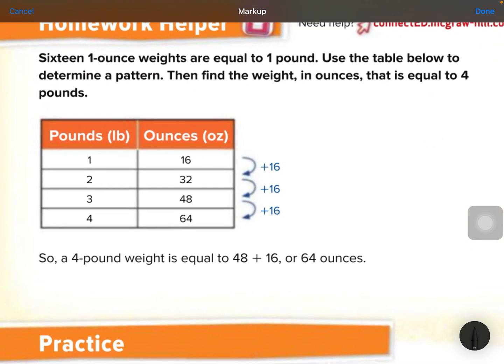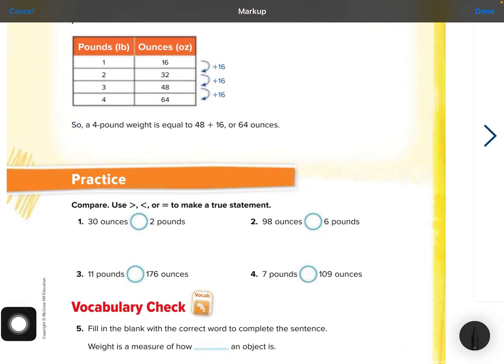Again, here is our little answer key that we can use to help make our homework easier. 1 pound is 16 ounces, 2 pounds is 32, 3 pounds is 48, 4 pounds is 64. And if we needed to, we could do 5 pounds, 6 pounds, 7, 8, 9, 10, and figure all that out just by timesing it by 16.